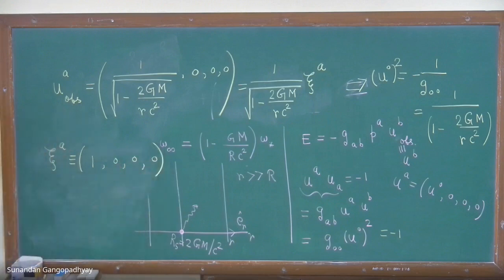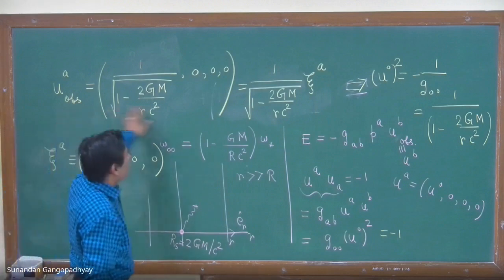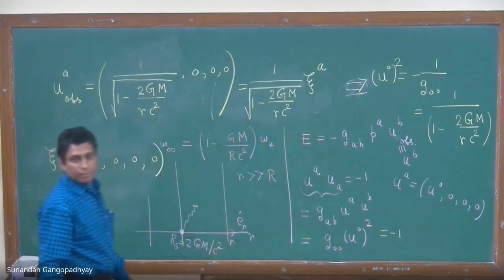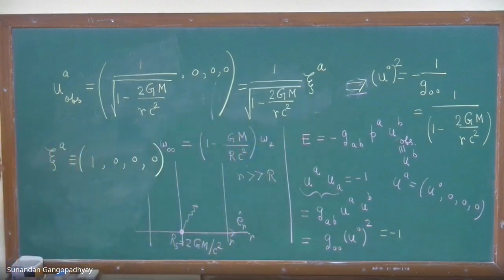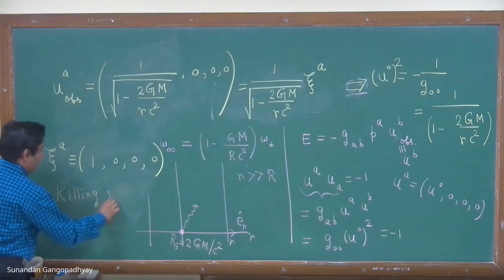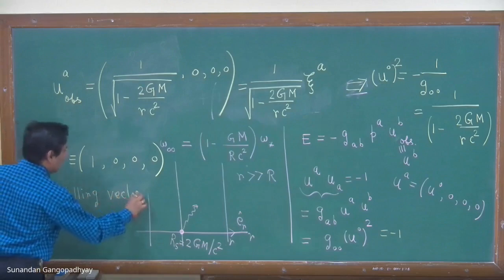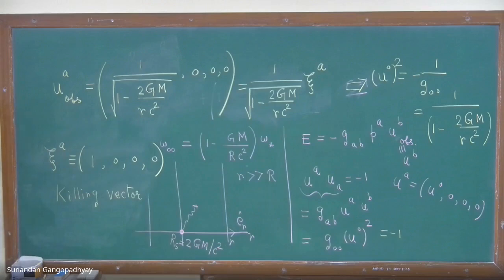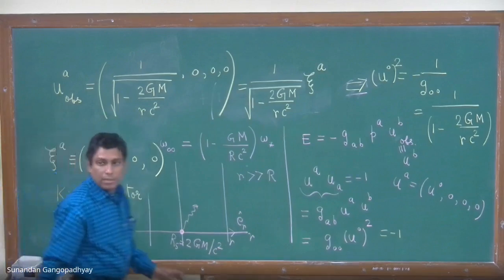Right? So u^A observer is this multiplied by xi^A. So this is a timelike vector. It's a vector in the time direction, along the time direction. This particular vector has a name, it is called a killing vector. It's called a killing vector because it tells us that there is a particular symmetry here.